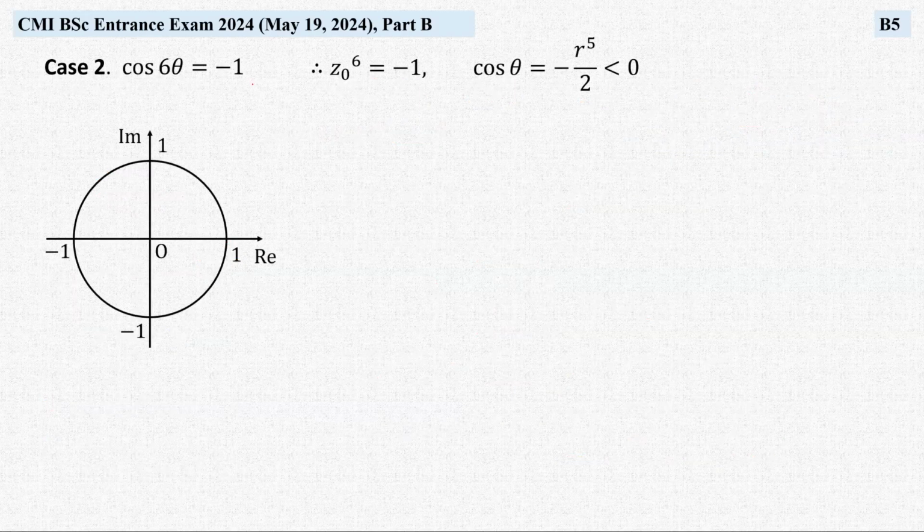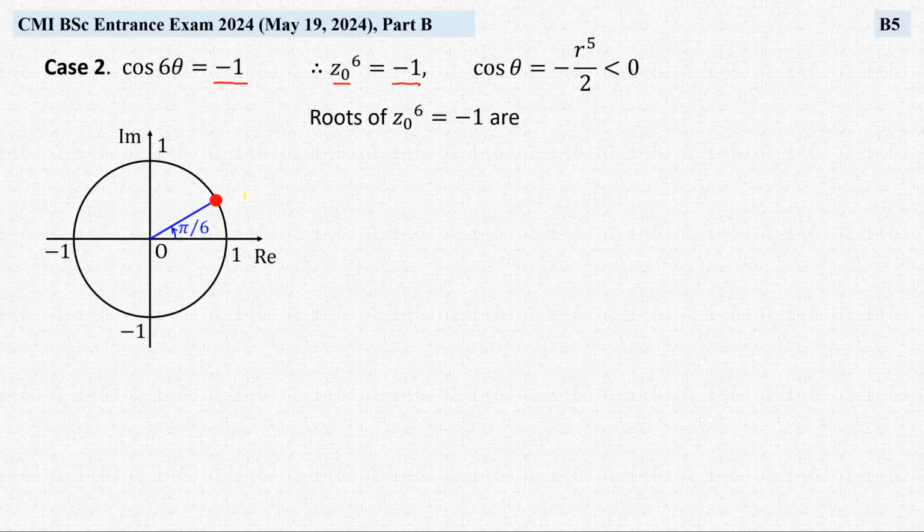In the second case, where cosine 6 theta equals negative 1, now we have to find the values of z0 satisfying the equation z0 to the 6th power equals negative 1. This one is trickier than the previous one, but still pretty easy.